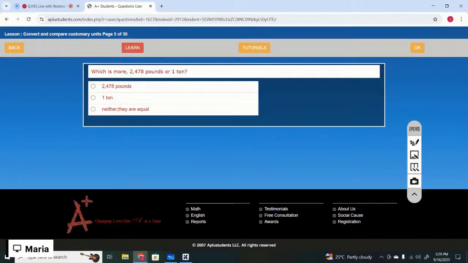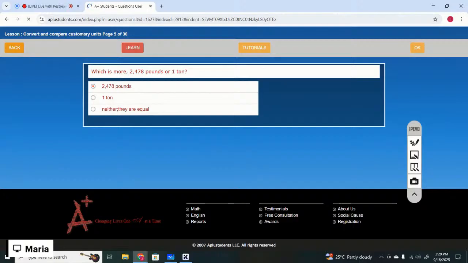Which is more, 2,478 pounds or 1 ton? So 1 ton is equal to 2,000 pounds, right? So 2,478 pounds is more than 2,000 pounds. The correct option is 2,478 pounds is more than 1 ton.